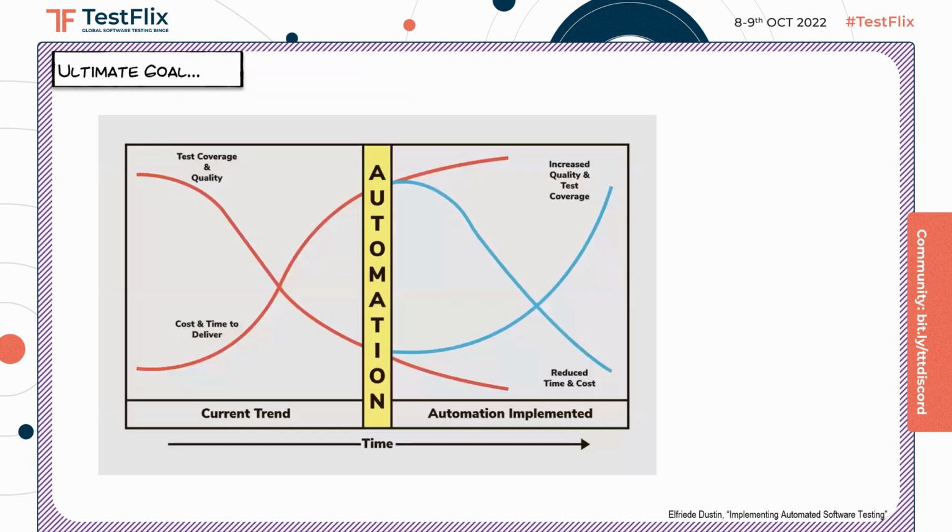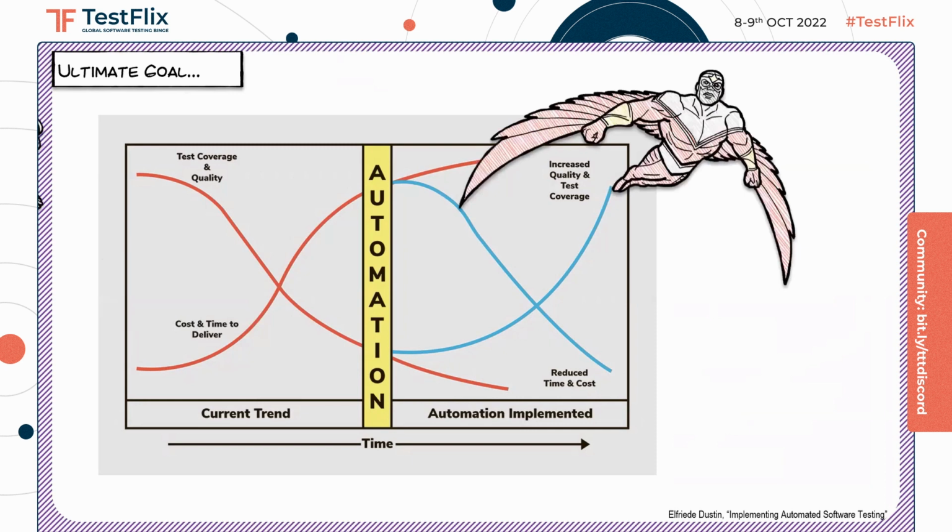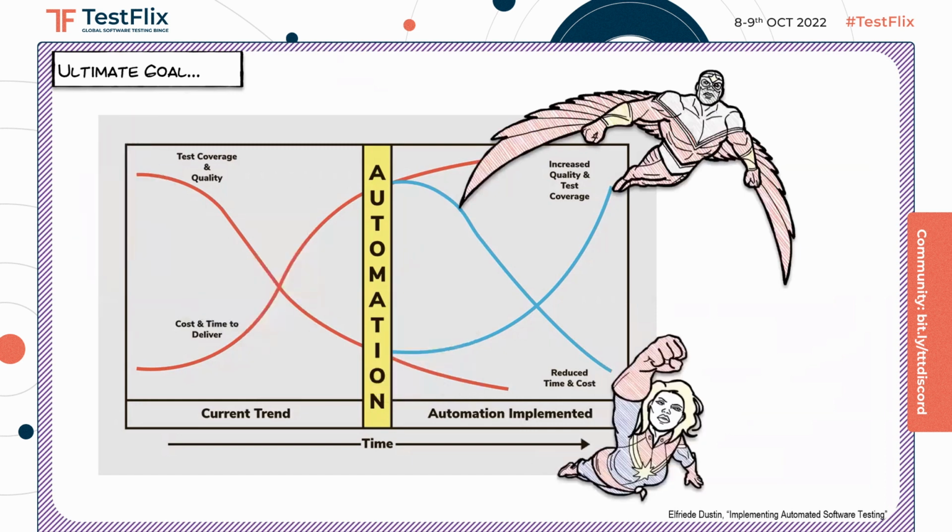So in order for us to be successful, we need to make sure that automation is not some discrete activity, as you see here in a diagram, where you introduce automation after the cost and time to deliver rises and your test coverage and quality declines. And then magically you get increased quality and test coverage and reduced time and cost to deliver. That's not the case. When you implement test automation, you're doing it for the long haul. So it is something that has to be continuous for the lifespan of the application under test.